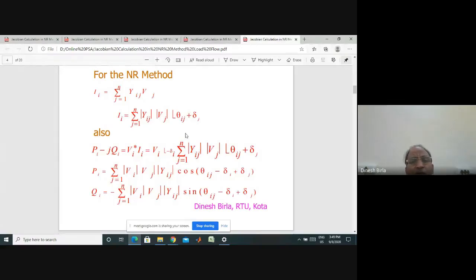Likewise, in this whole thing we have got three angles. For Pi minus jQi, we have three angles in this expression: minus delta i, theta ij, and delta j. And there are three magnitudes, Vi, Vj, Yij. So this will become Vi Vj Yij cos of (theta ij minus delta i plus delta j), plus j Vi Vj Yij sine of (theta ij minus delta i plus delta j).